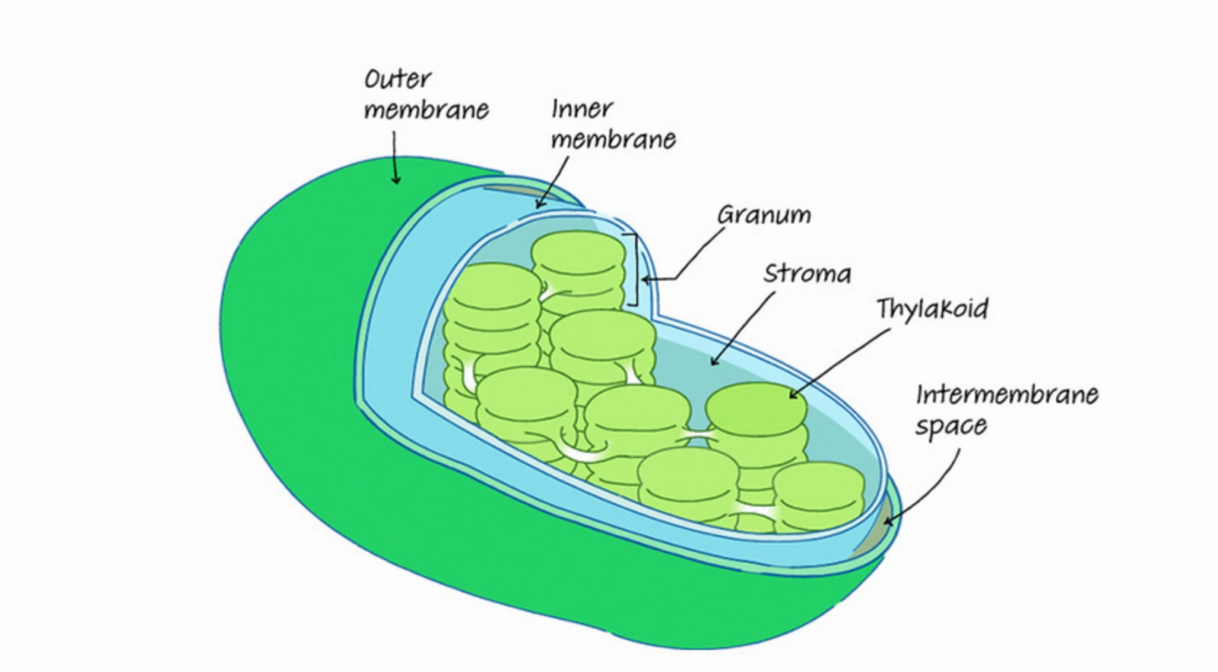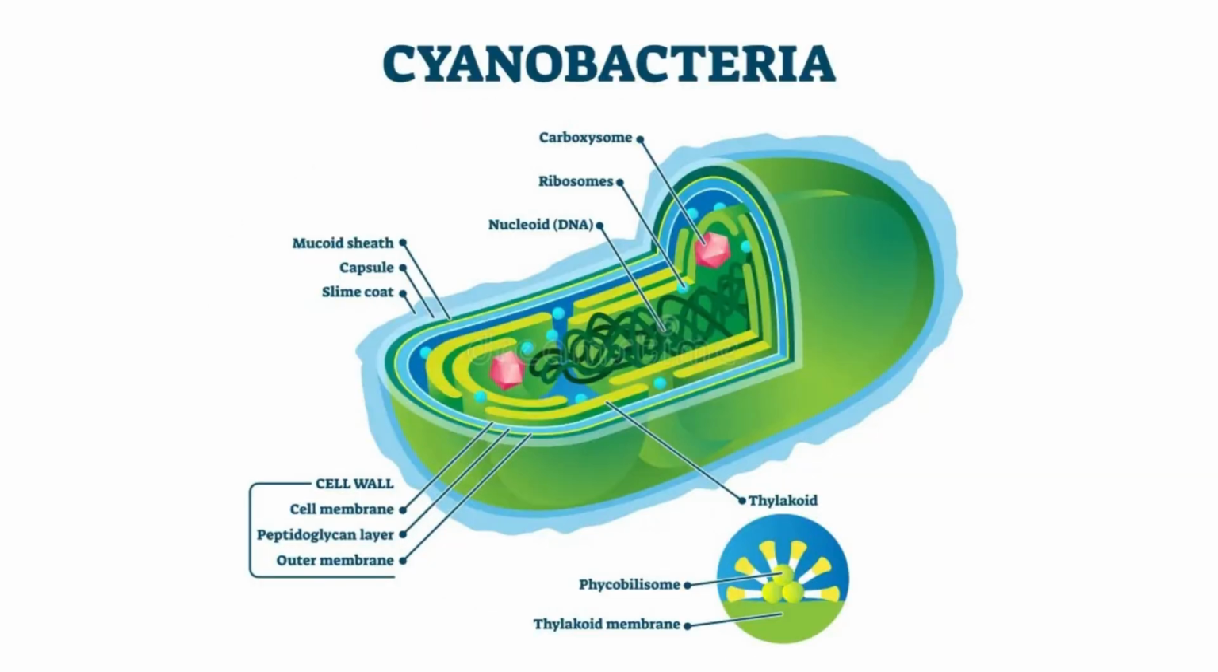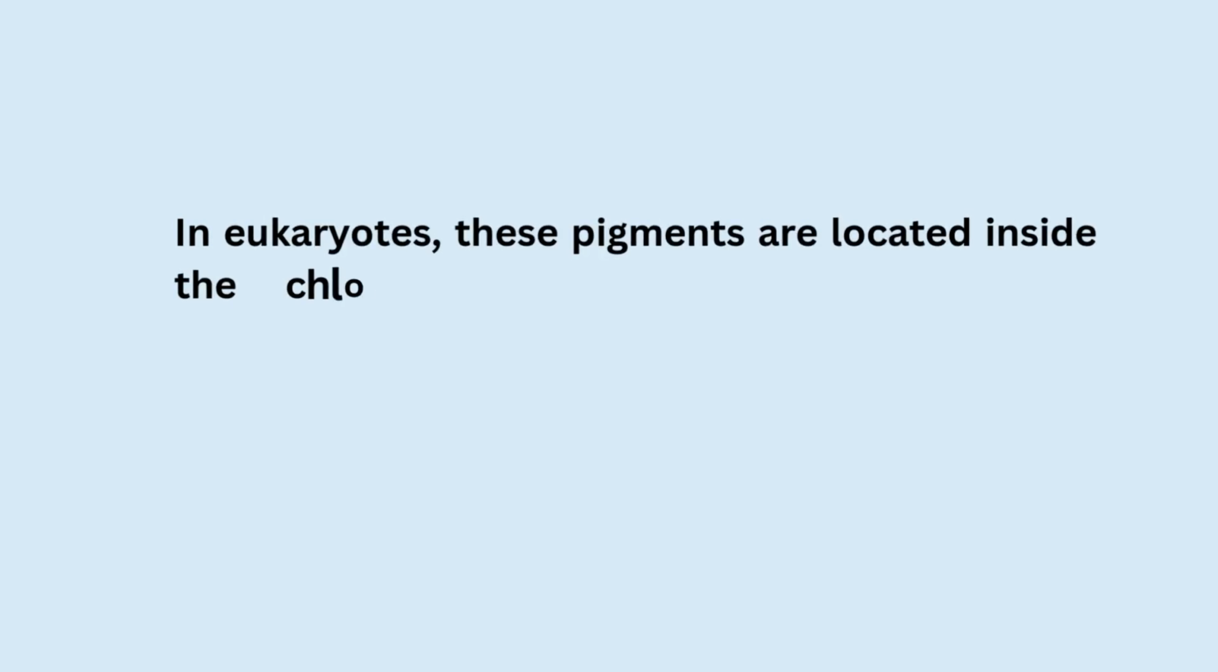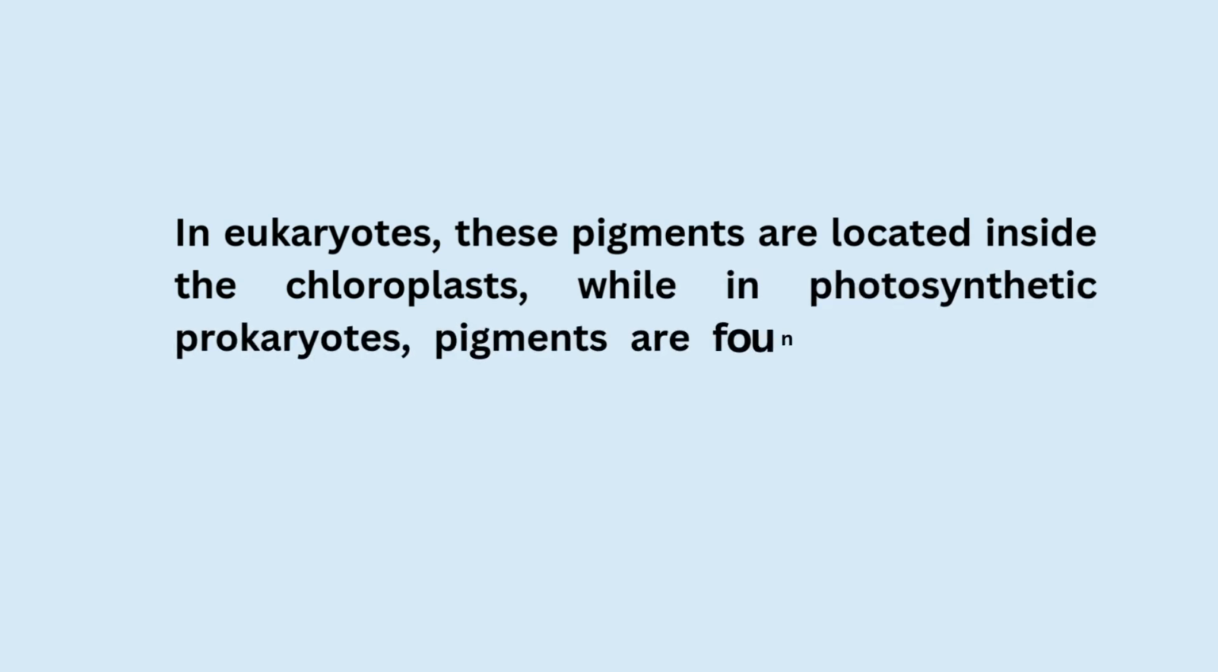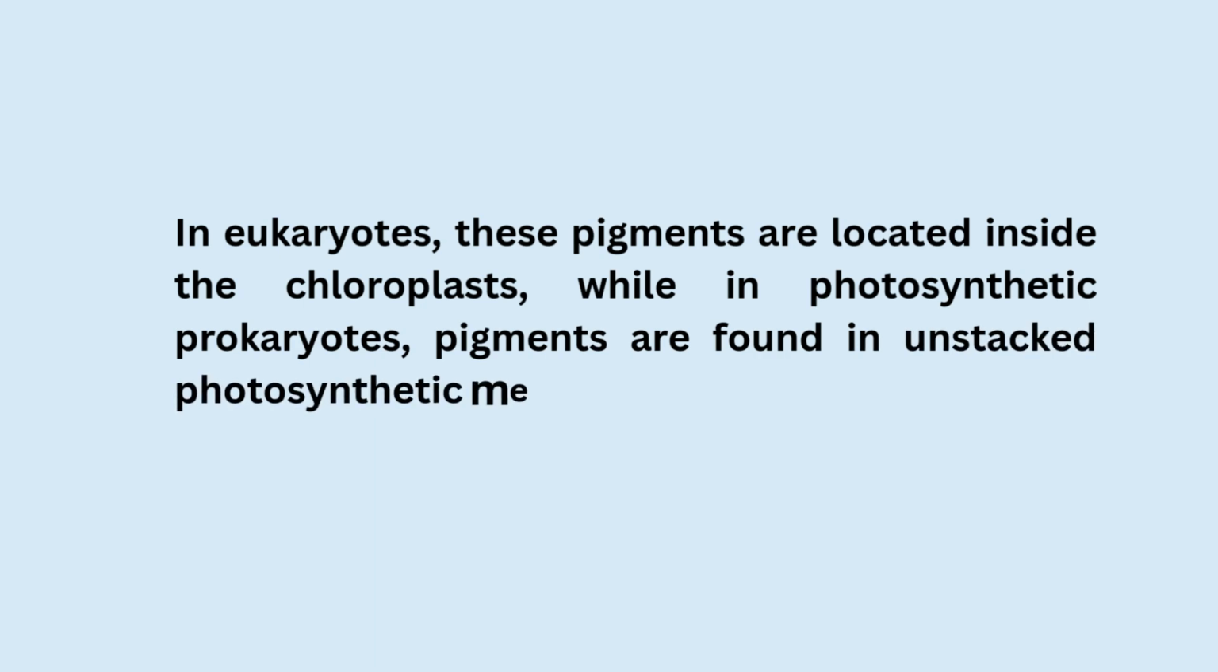But prokaryotes like cyanobacteria don't have chloroplasts. So where do they put their pigments? They spread them out on special unstacked membranes inside the cell called photosynthetic membranes, which are thin plate membranes floating inside the cell. So in short, in eukaryotes, these pigments are located inside the chloroplast, while in photosynthetic prokaryotes, pigments are found in unstacked photosynthetic membranes.